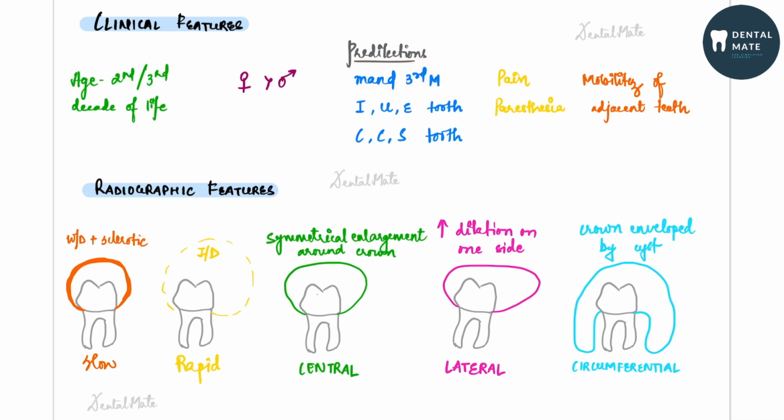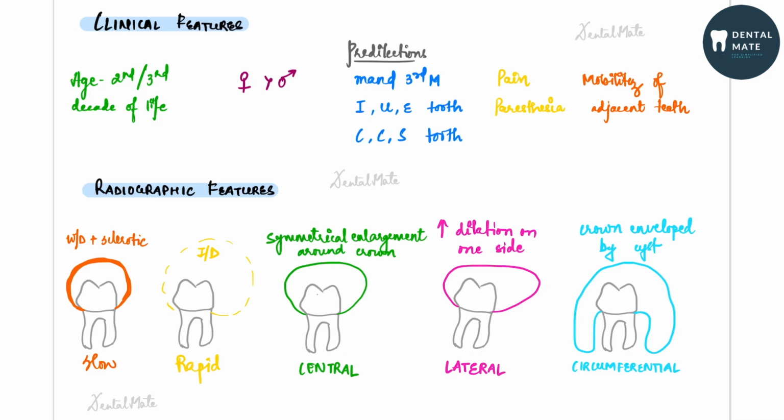Along with that, it can be seen with an impacted, unerupted or embedded tooth, and with a complex, compound or supernumerary tooth. This is associated with pain and paresthesia, and there is sometimes mobility of adjacent teeth.